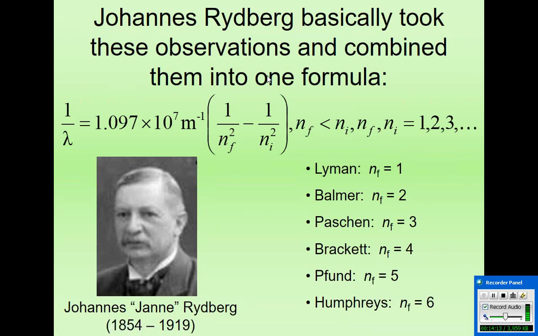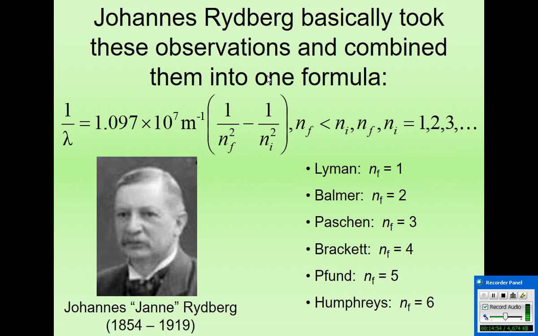The formulas derived by Balmer, Lyman, Paschen, Brackett, etc., were compiled into one grand unified formula in the very early 1900s by another European scientist, Johannes Rydberg. And in this one formula, he basically says you can predict the wavelength lambda by first saying 1 over lambda equals 1.097 times 10 to the 7 inverse meters times (1 over n final squared minus 1 over n initial squared).